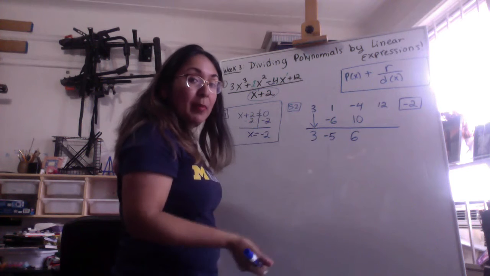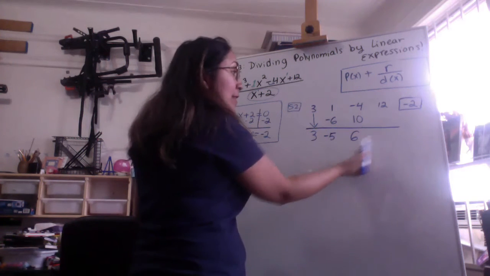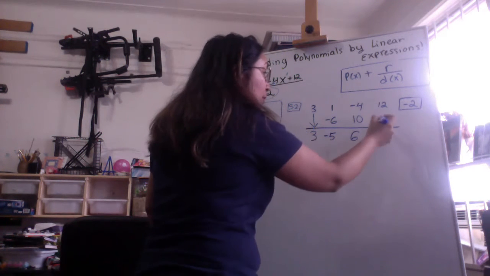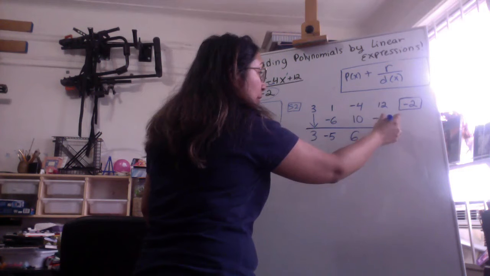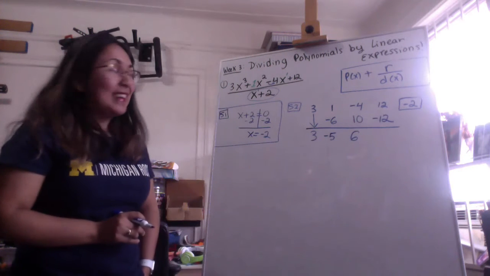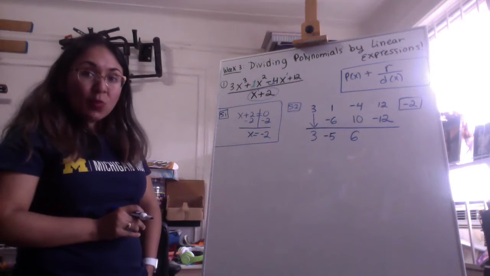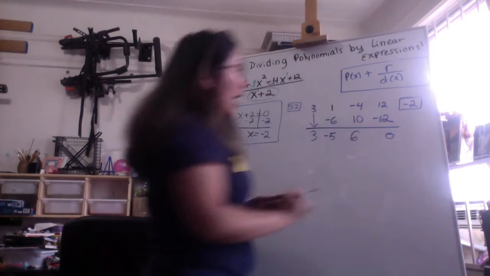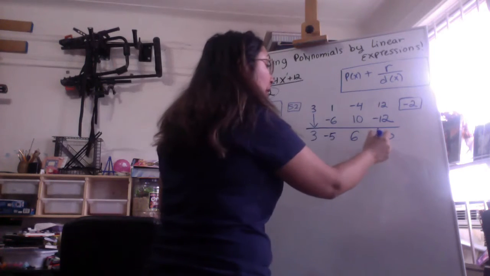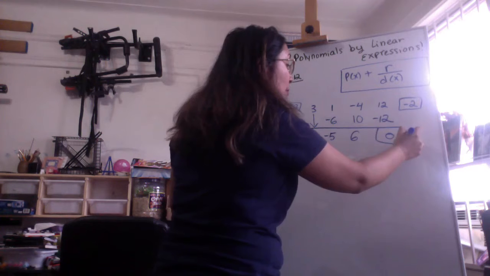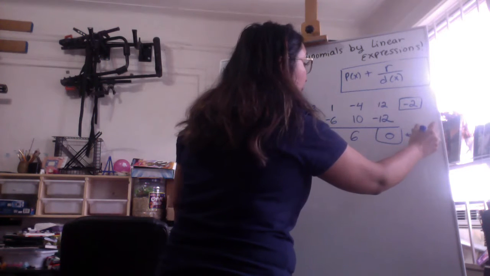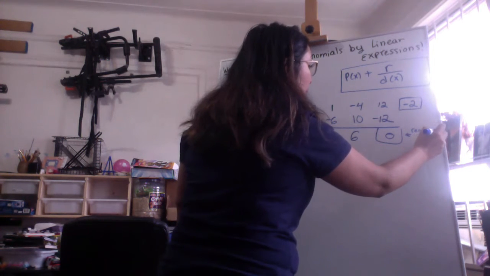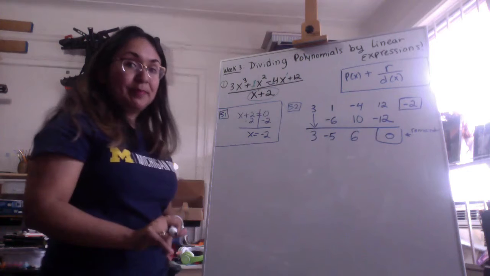And I'm going to repeat the process. 6 times the number in the box, negative 2, is negative 12. Right there. And then I combine again: 12 plus negative 12 actually gives me a 0. And that last number that I brought down, I'm going to put in the box. And this number always represents your remainder. This says remainder, by the way. That's my R.